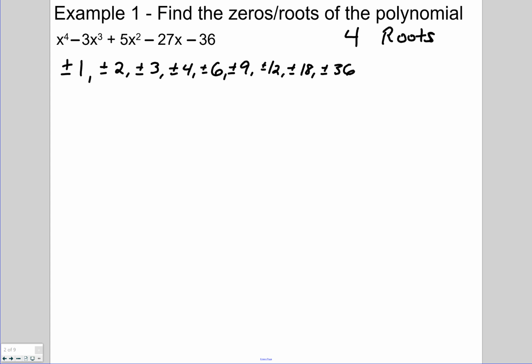Now, what you're going to see in doing this is that you're always going to start with the same number, the number 1. How do I see if 1 is a root? You plug it in, with this thing called synthetic division. What are my coefficients from the problem? 1, negative 3, 5, negative 27, negative 36.